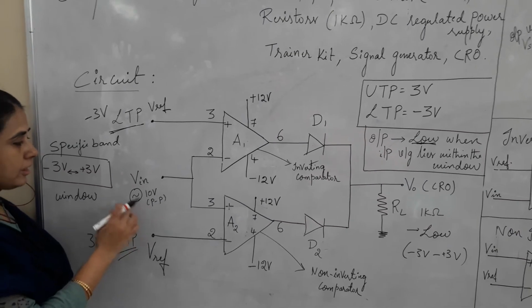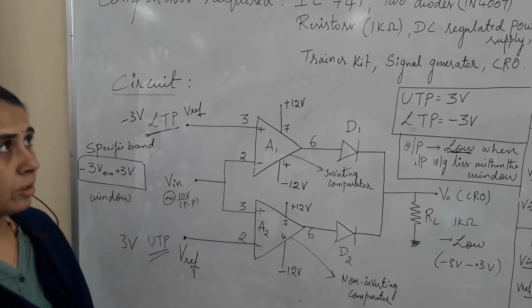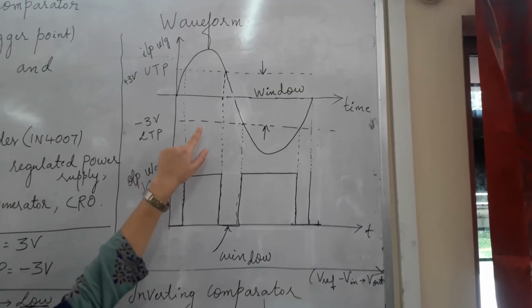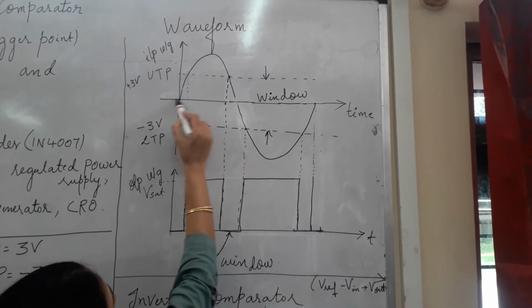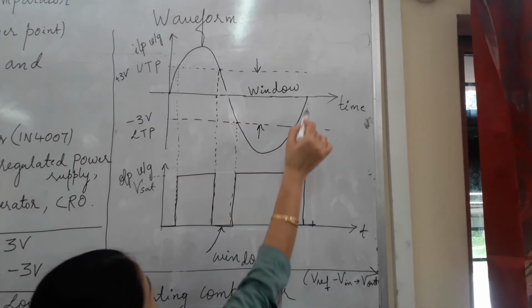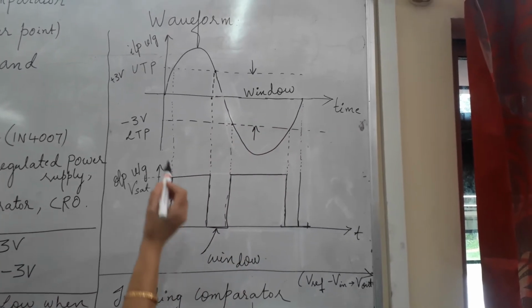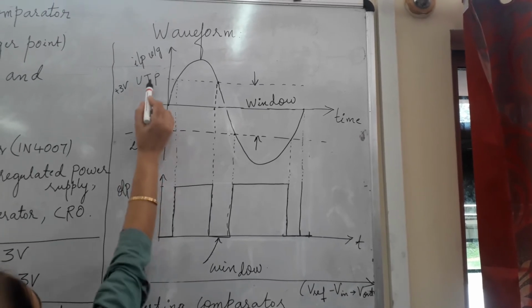Input given to this is a sine wave, that is an AC wave which has 10 volt peak to peak amplitude. So this is the input given to the window comparator. It is a sine wave. We can see that above the x-axis the input is positive and below the x-axis the input is negative. We can see that these are the two reference voltages taken, that is minus 3 volt and 3 volt.